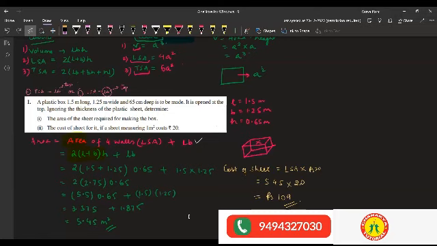If anyone is having a problem with this answer, if you're not getting this answer, just let me know. Harini, why is your camera still off? Harini, can you hear me?